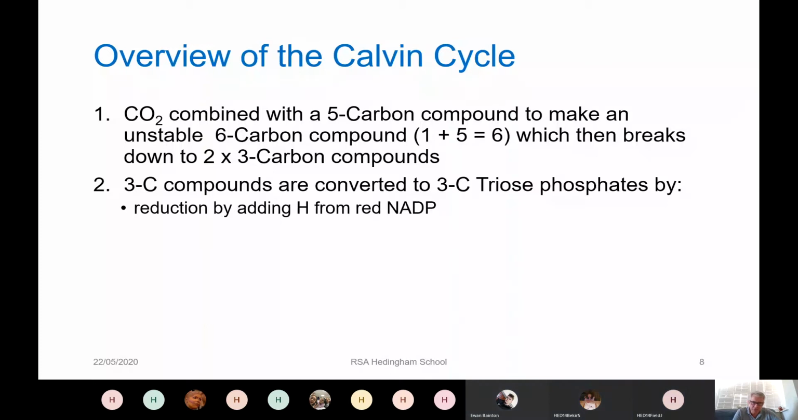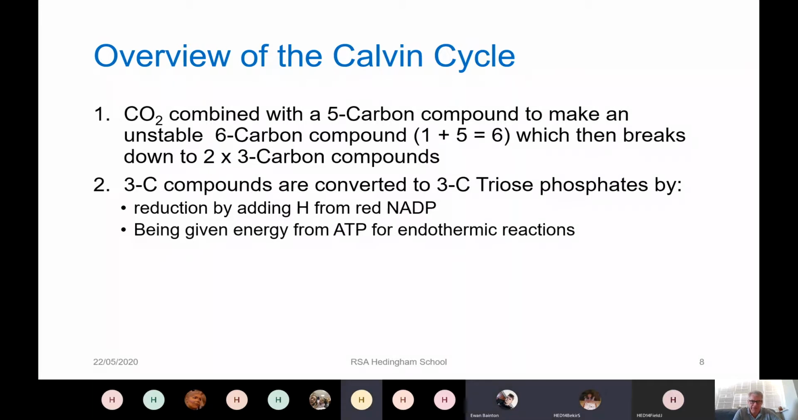So that's adding the hydrogen from NADP. So that's where the NADP comes in, and being given energy from ATP.